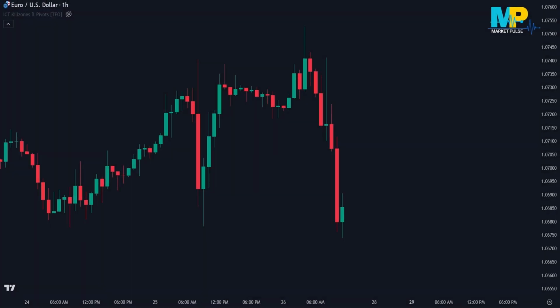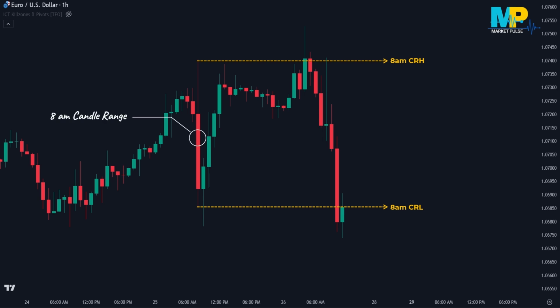Here, we have the Euro-Dollar 1-hour time frame on the screen. As you can see, we have a perfect CRT model based on this 1-hour 9 a.m. candle range. We have all 3 steps of the power of 3: accumulation, manipulation, and distribution. After forming this large candle as CRT's range candle, we can see that the price swept the liquidity accumulated below the first candle with a wick, then closed inside the range. After that, the price was immediately pushed to the high of the candle range.